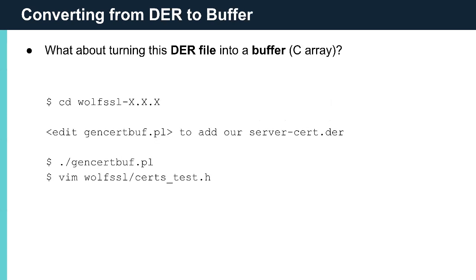So what if you're on an embedded device, you have a DER file, but your embedded device does not have a file system? You need to convert that file into a C array or a C buffer. One option is to use our gen-certbuff.pl Perl script. If you wanted to use that, you would edit the script, add your certificate DER file into the script, and run it. That would convert your file into a C array and place it in the certs_test.h header file. You could then include that header file in your application and use that array like you would a certificate file.